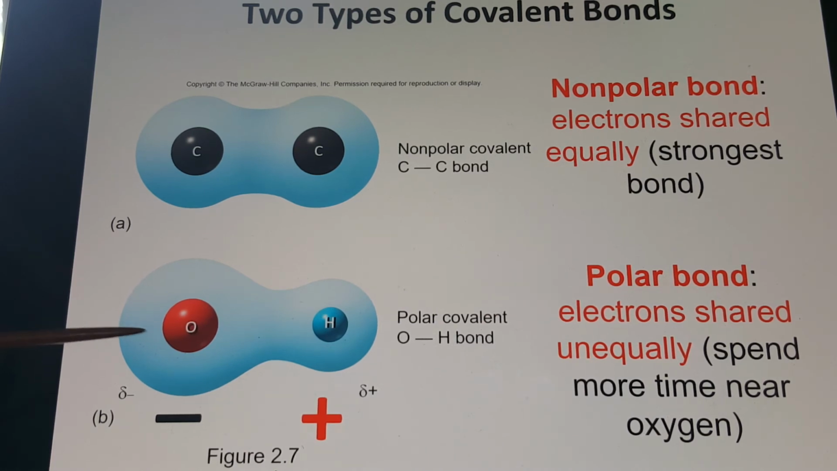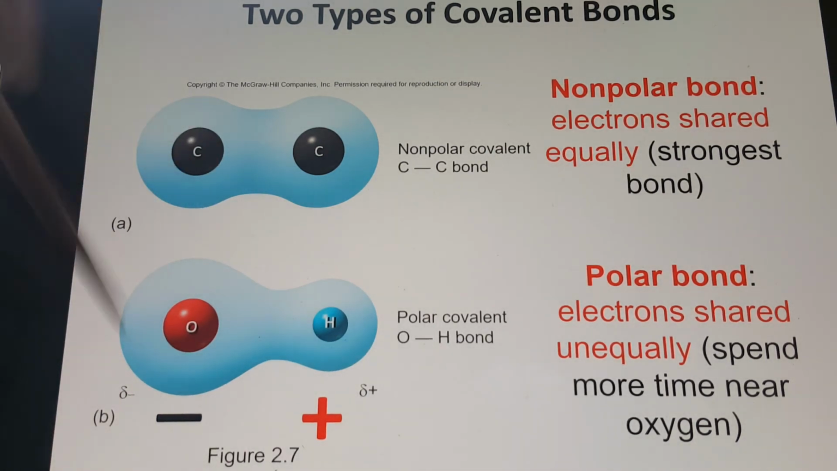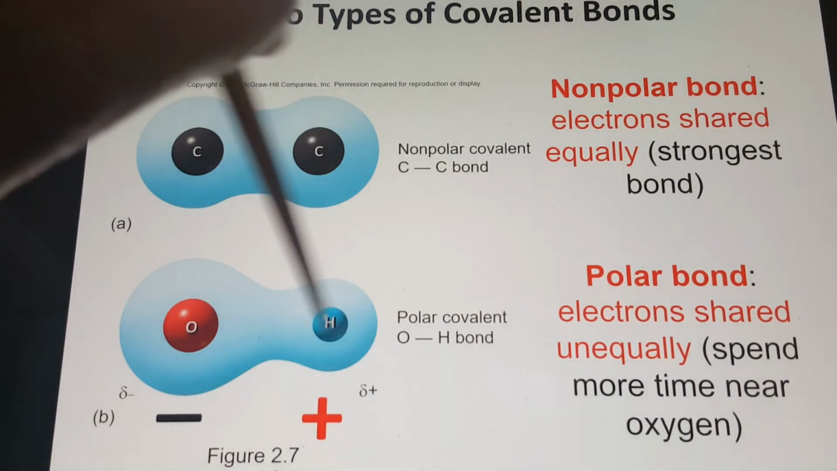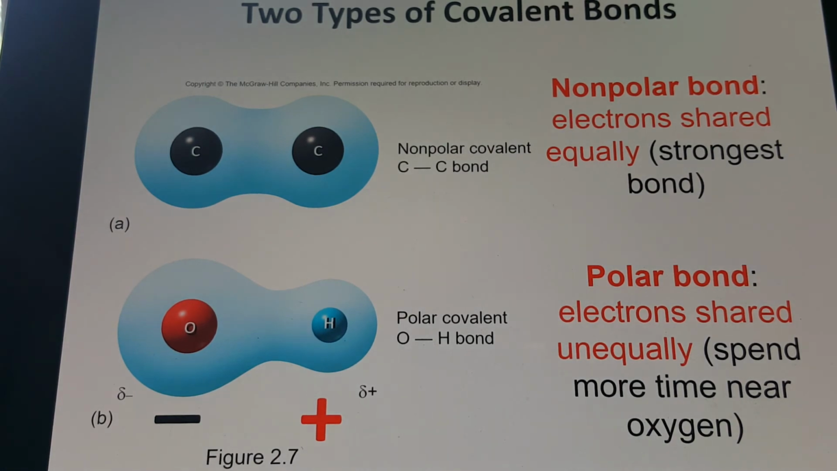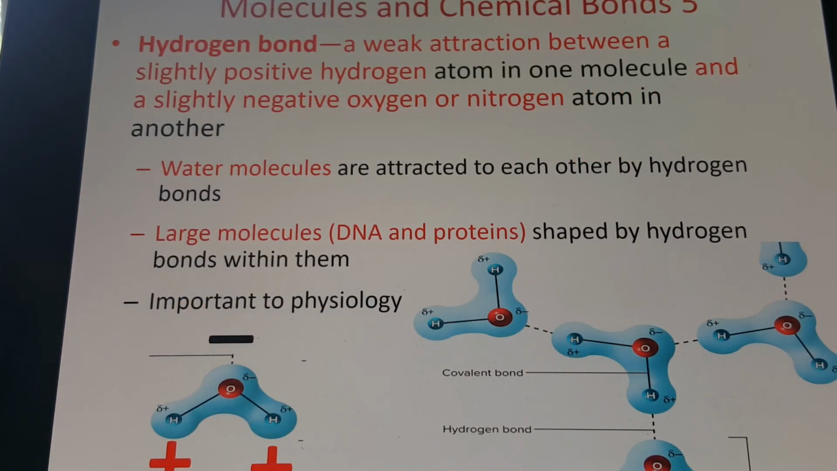For this bond, the hydrogen is really small and the oxygen is a lot larger. So in this case, the electrons are going to spend more time around the oxygen. This makes the oxygen on this molecule a little bit more negative because the electrons are spending more time here and the electrons are negatively charged. So your hydrogen ends up being a little bit more positively charged. And this is what helps when it comes to water molecules and how they bond together.